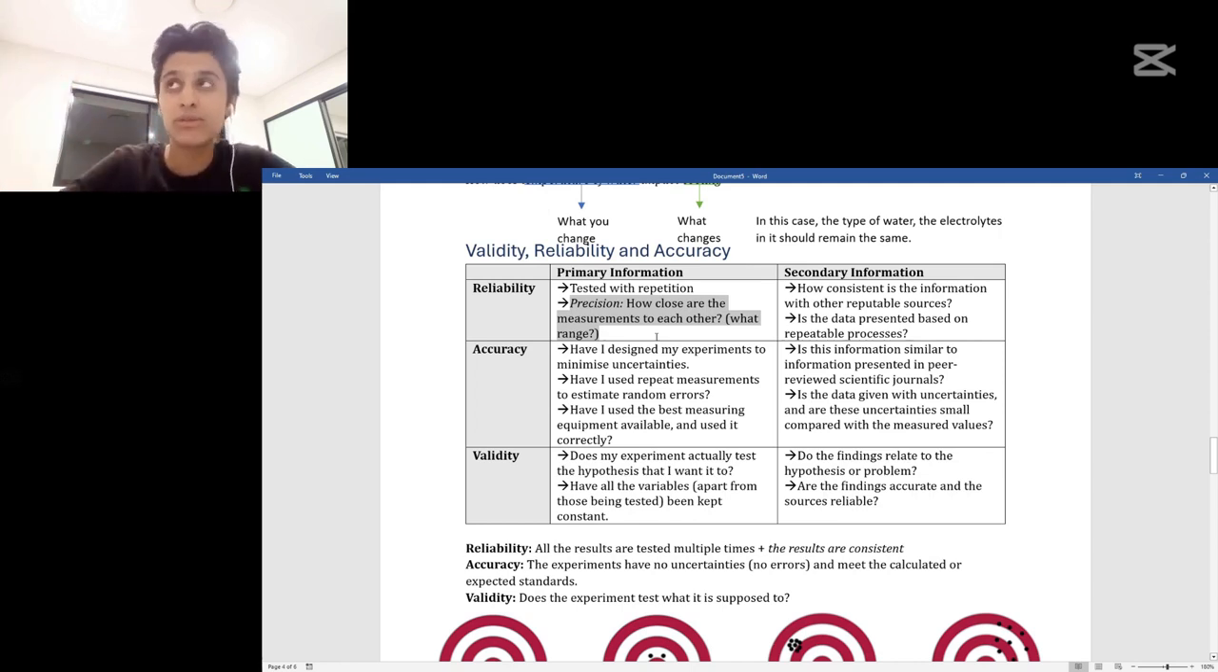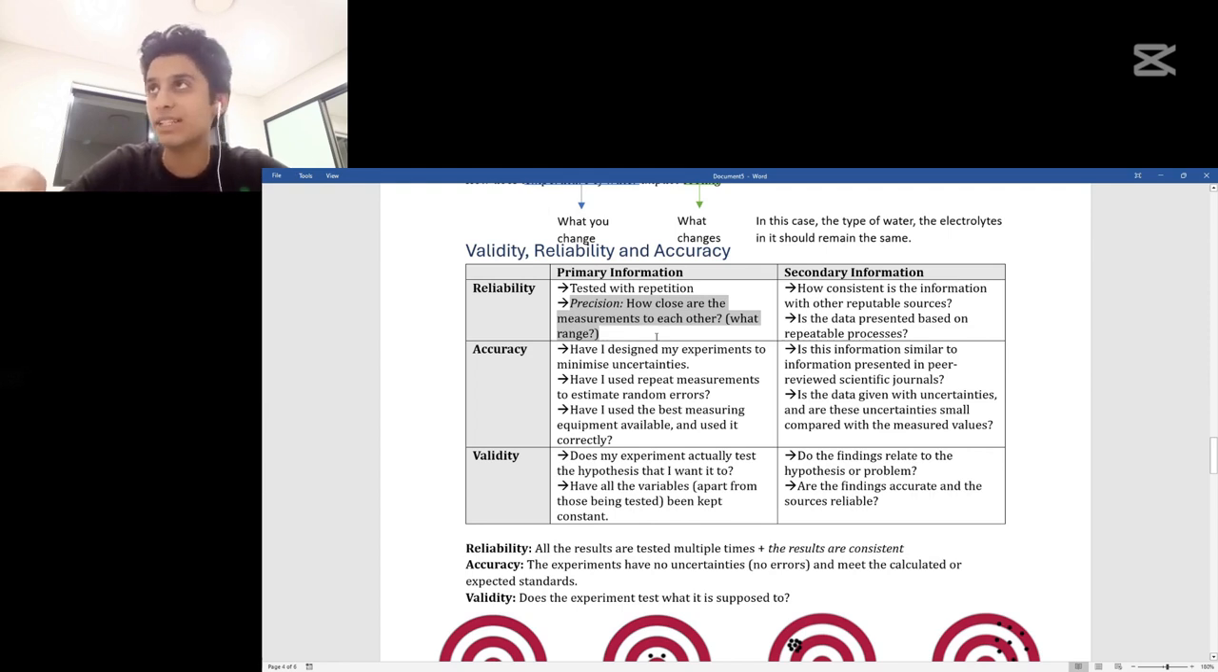Now, that's how you define reliability in primary information. In secondary information, you're talking about how consistent the information is with other reputable sources. Is the data presented based on repeatable processes? So is the data that they've given something I can test myself and prove whether it's true or not?